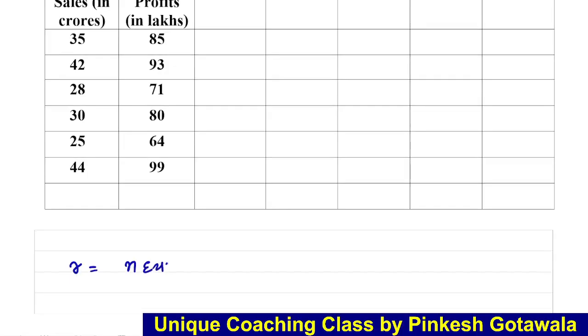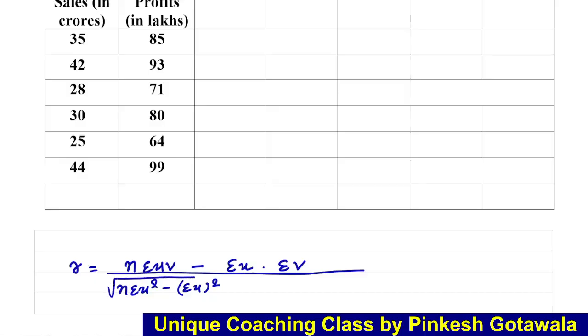n sigma UV minus sigma u sigma v, divided by root of n sigma u square minus sigma u whole square, into n sigma v square minus sigma v whole square. Okay, now let's find the values. So here the main thing is u and v.